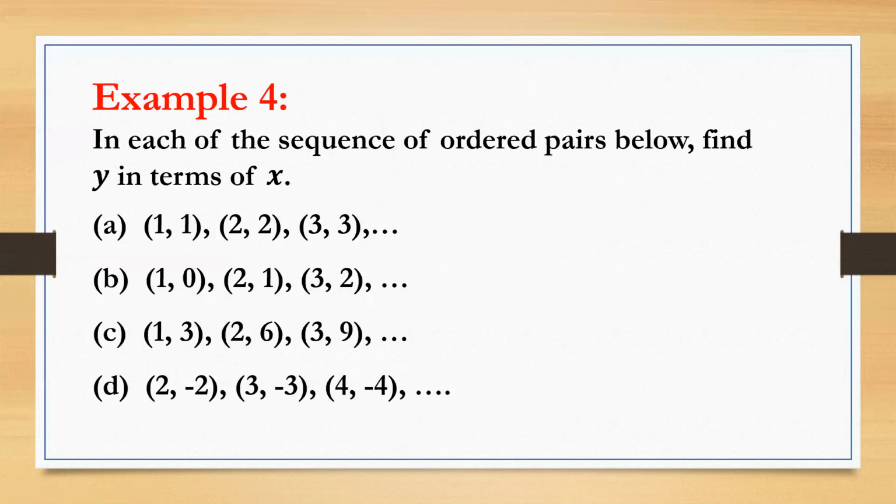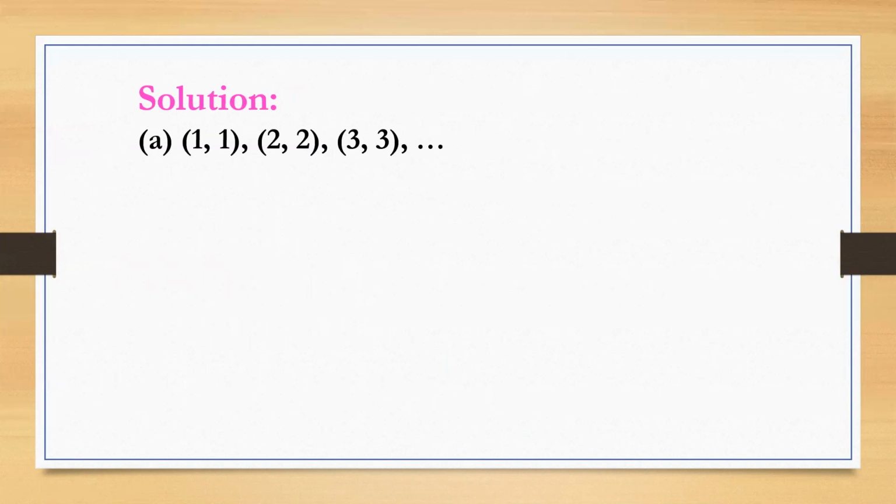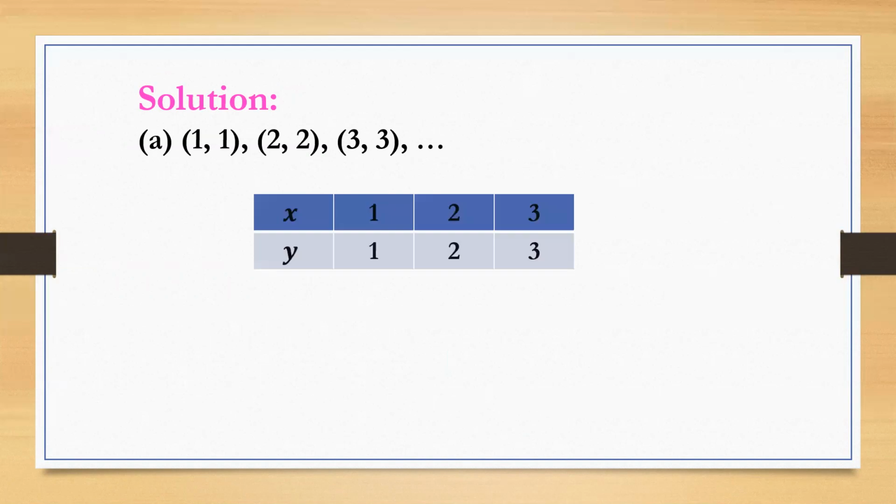We have an example here. In each of the sequence of ordered pairs below, find Y in terms of X. Let us look at the first one: (1, 1), (2, 2), (3, 3). I will represent this information in a table. So the X values are 1, 2, 3. The Y values are also 1, 2, 3. So what can you notice about X and Y values? They are equal. So we say that Y equals X.